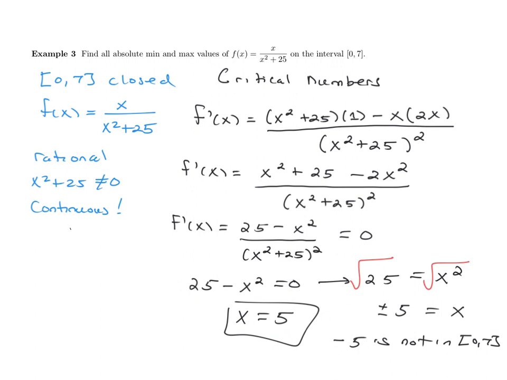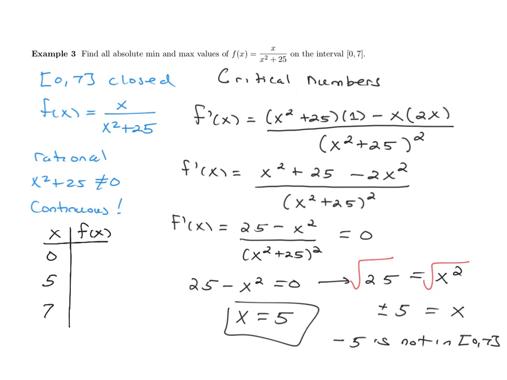So in a calculator, I'm going to enter in my function, the original function, f of x. So not the derivative, but the original function. I'm going to check the endpoint of 0, the critical number that falls between 0 and the other endpoint, 7. So let's see what we get.